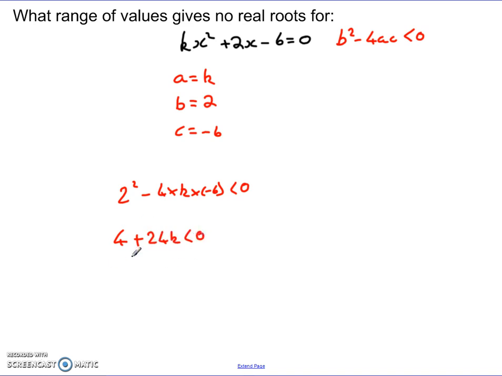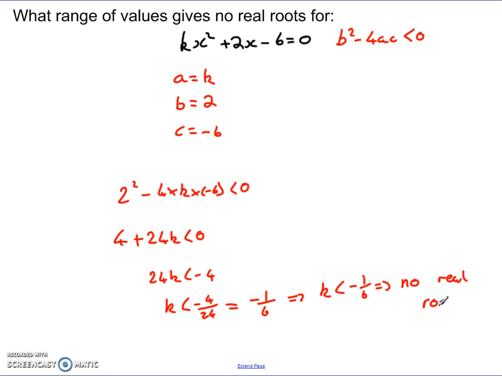I can then jiggle this about just like I would when I'm solving a nice simple inequality. 24k is less than negative 4, so k is less than negative 4 over 24, which is negative 1 over 6. So what I'm then able to say is if k is less than negative 1 over 6, I get no real roots. They'll all be imaginary and involve complex numbers.